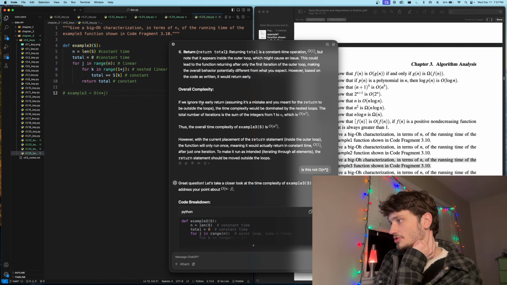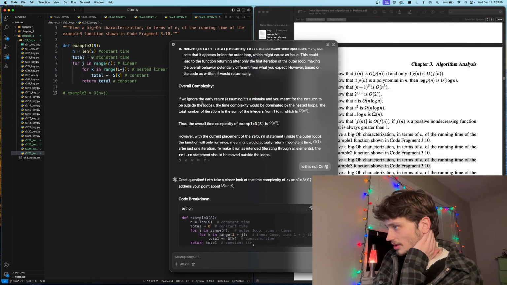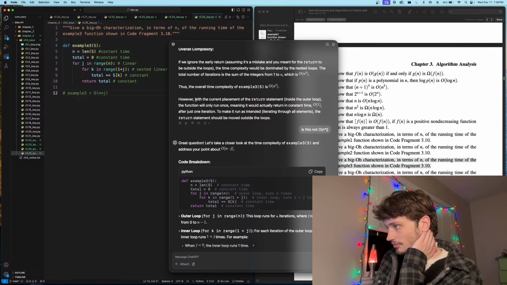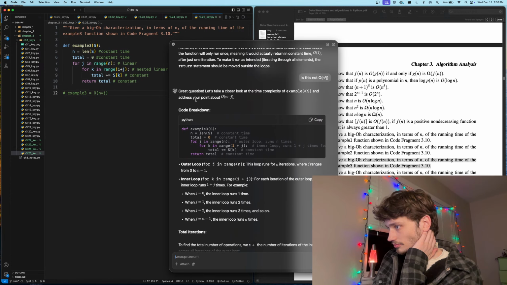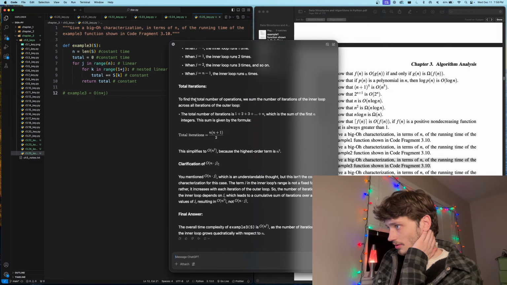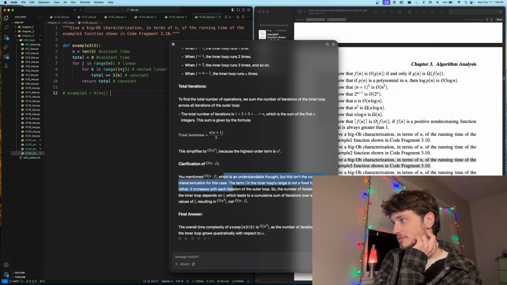Great question. Let's take a closer look at time complexity example 3. You mentioned O of n j, which is an understandable thought, but this isn't the correct characterization in this case. The term j is the inner loop. Its range is not a fixed factor. Rather, it increases with each iteration of the outer loop. So the number of iterations in the inner loop depends on j, which leads to a cumulative sum iteration for the overall values, resulting in O of n squared, not O of n times j.